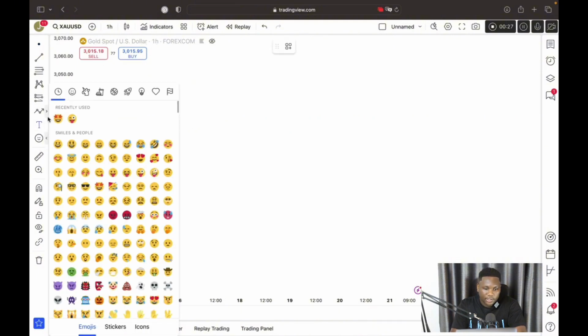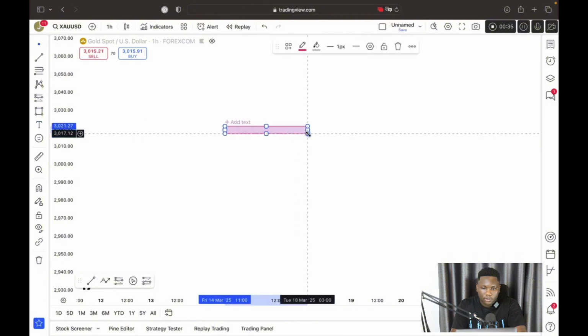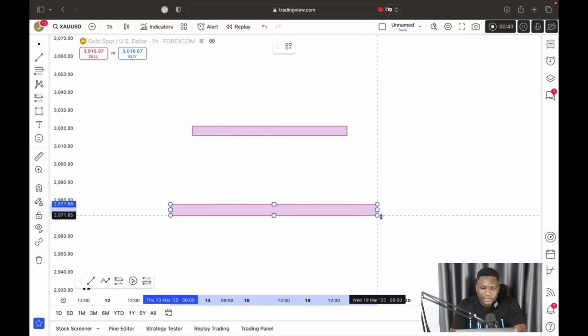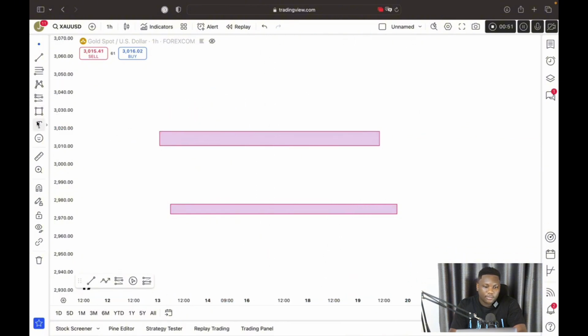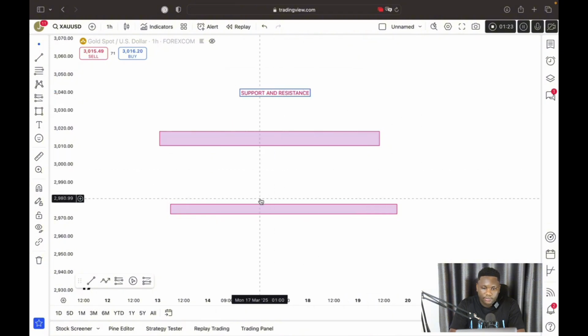Okay guys, as you can see, we have this key level, and we have this one too. Let's name it: we have what we call support and resistance. Let's check out here. Okay, so we have what we call support and resistance.